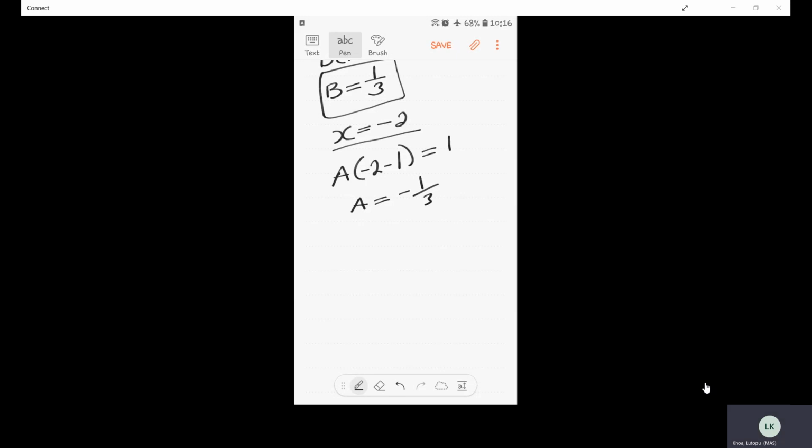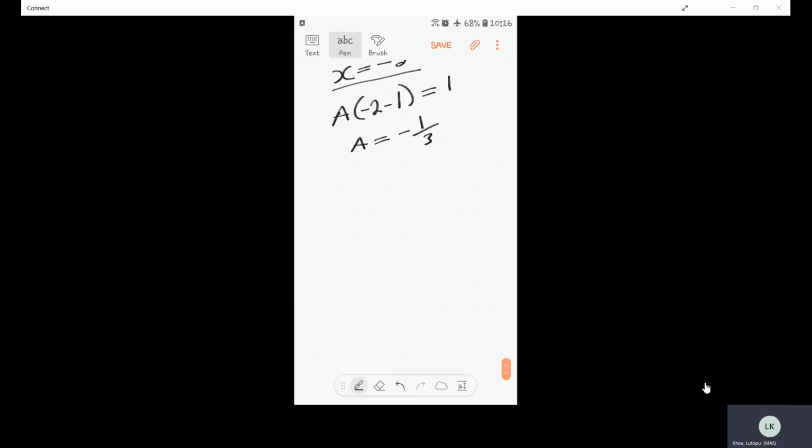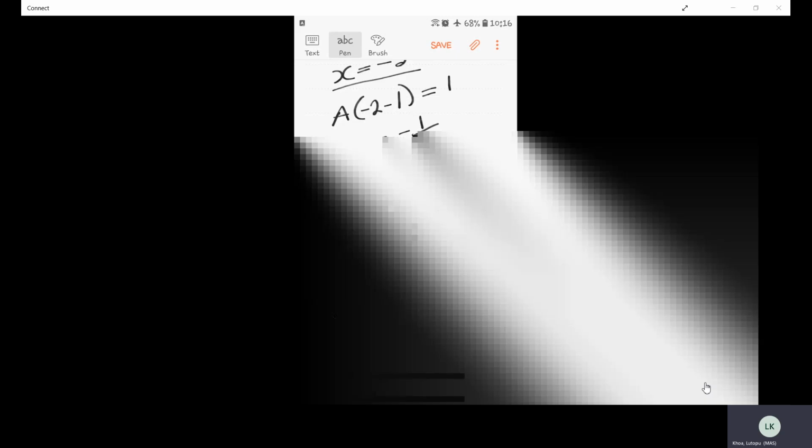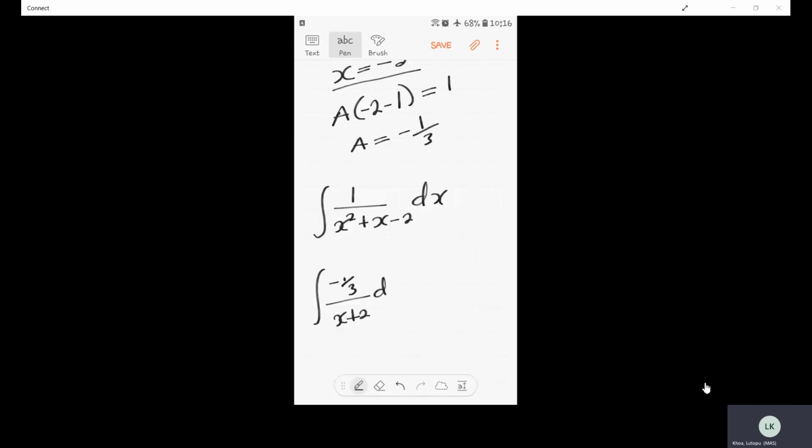Okay, then what I do from here is I will rewrite the integral. So my integral was 1 over x squared plus x minus 2 dx. So I will rewrite it in terms of its partial fractions, and what I have is negative 1 over 3 over x plus 2 dx plus 1 over 3 over x minus 1 dx.